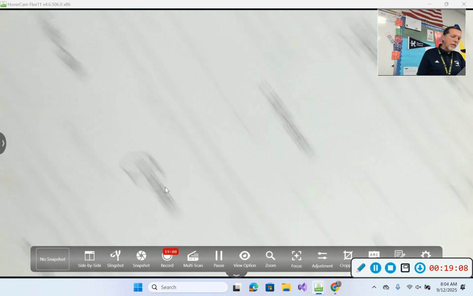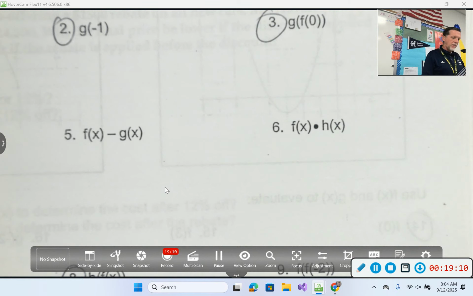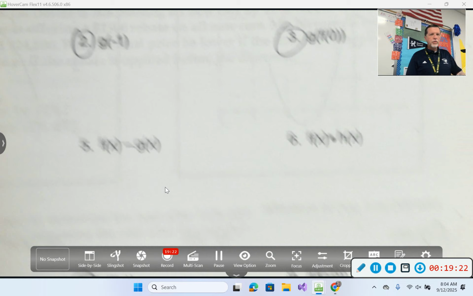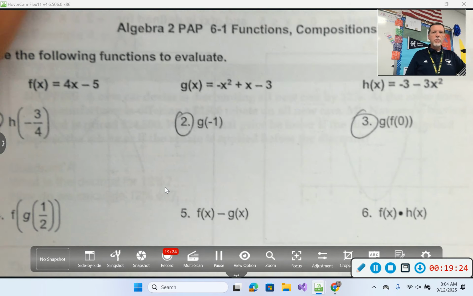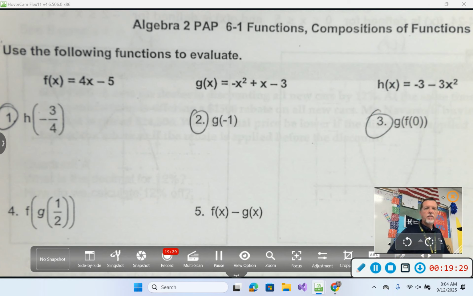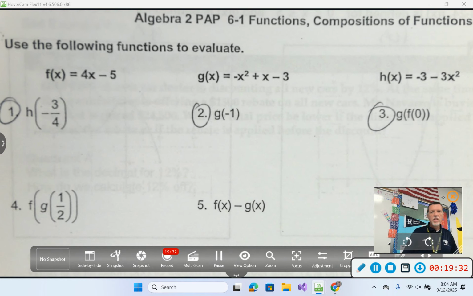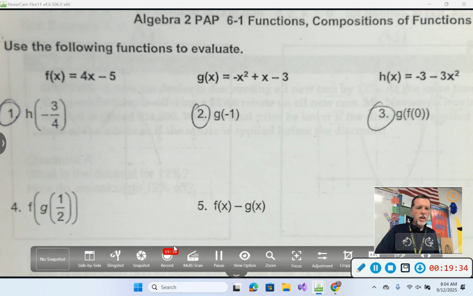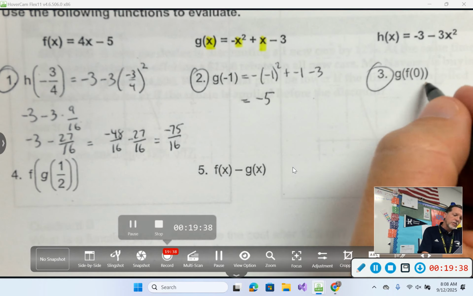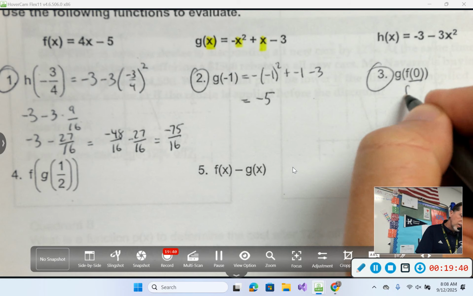Okay, today's assignment is this next worksheet, but let's do some of this together. So why don't you try 1, 2, and 3? Some fractions, some negatives, some composition. So try 1, 2, and 3. All in terms of computations, but you have to understand what G of f of 0 means.